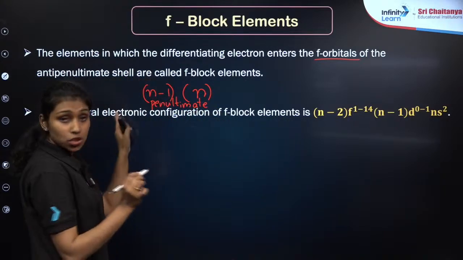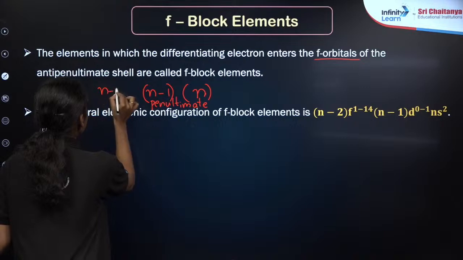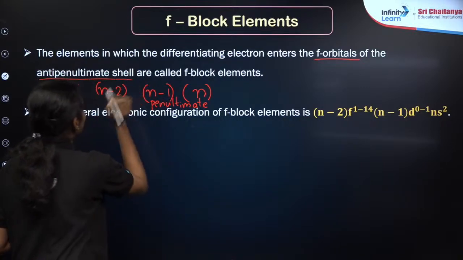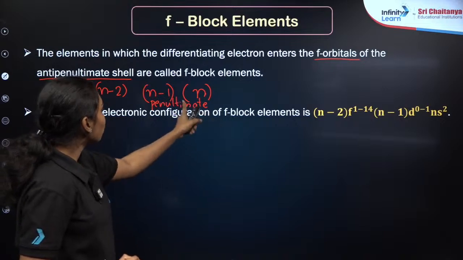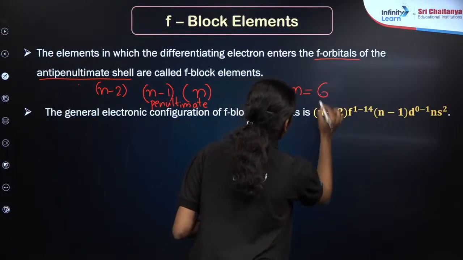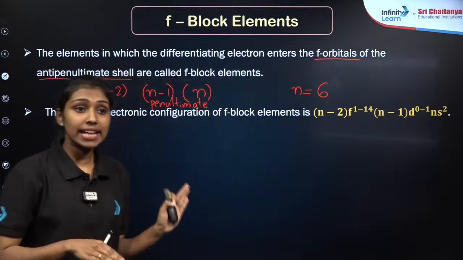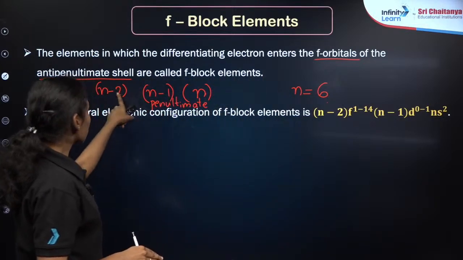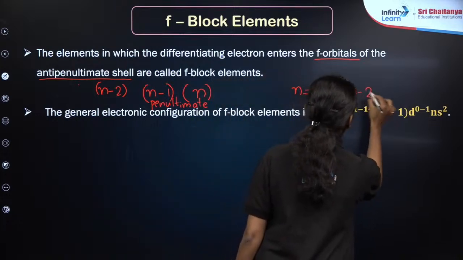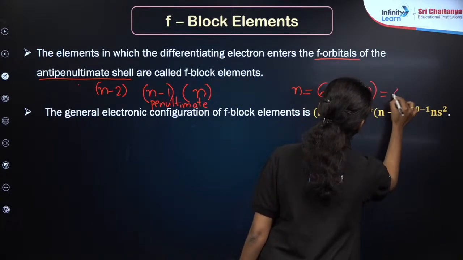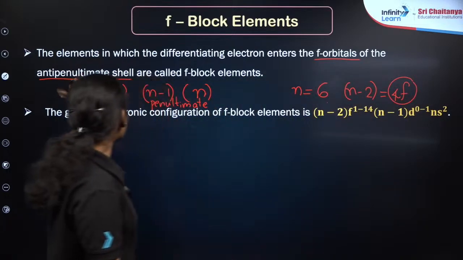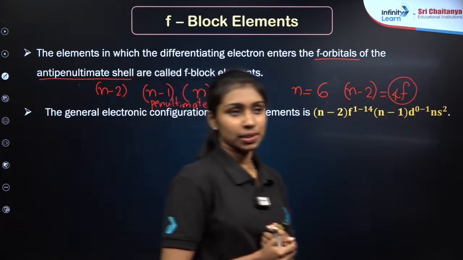Then the n minus 2, again inside that, will be the anti-penultimate shell. This is the anti-penultimate shell. If you take an element of period 6, the last electron always enters into the n minus 2, that is 6 minus 2, 4f orbital, right? N minus 2, that is 4f orbitals. This is what is meant by the anti-penultimate shell, right?